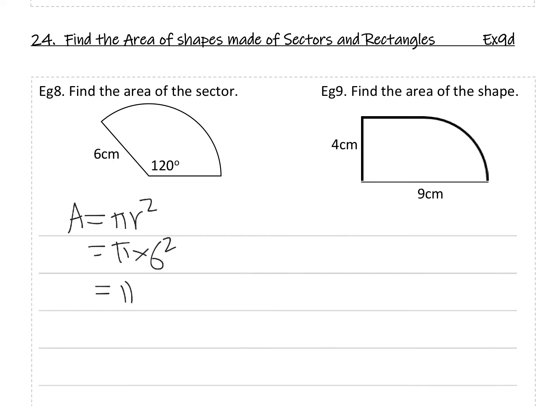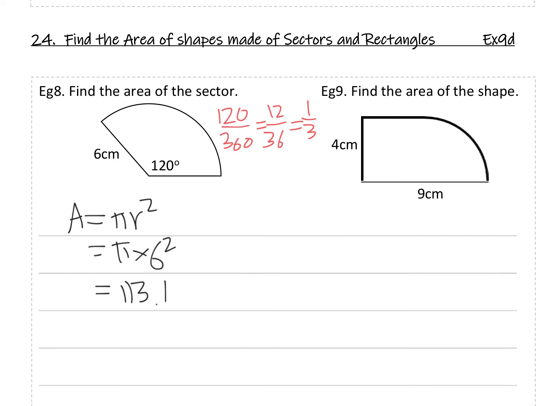Three significant figures, and it's best doing it to 1dp. That's 113.1 to 1dp. Now we don't want all of that. It's only 120 degrees out of the full 360. Maybe you can spot what fraction that is. 120 out of 360. If you divide through by maybe 10 first of all, and then divide through by 12, 120 out of 360 is a third.